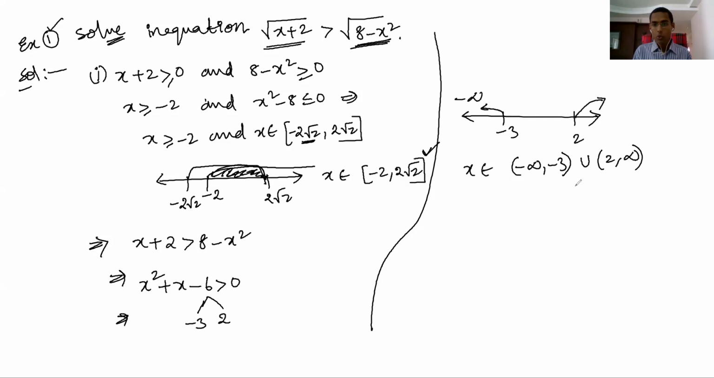But actually, if you take x equal to minus 3, minus 3 plus 2 is minus 1, and the root of minus 1 is not defined. That means that is actually not the solution. So the solution must lie in this interval only, and therefore minus infinity to minus 3 doesn't work because it is not in this interval. So now what you have to take is 2 to infinity. We already wrote minus 2 and 2 root 2, and 2 comes over here.